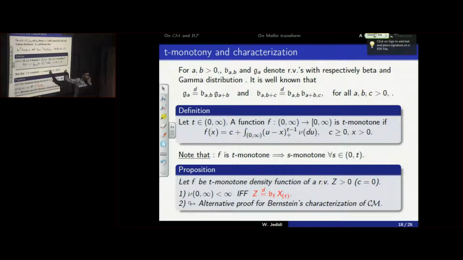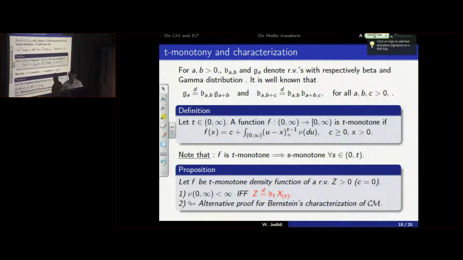But here I consider T as a positive real number. A density function associated to some random variable is T-monotone if and only if it's a mixture between what we call a beta variable, which is a random variable between 0 and 1, whose density is explicitly given by the integrand in the beta function, and some random variable which is size-biased at the order T.